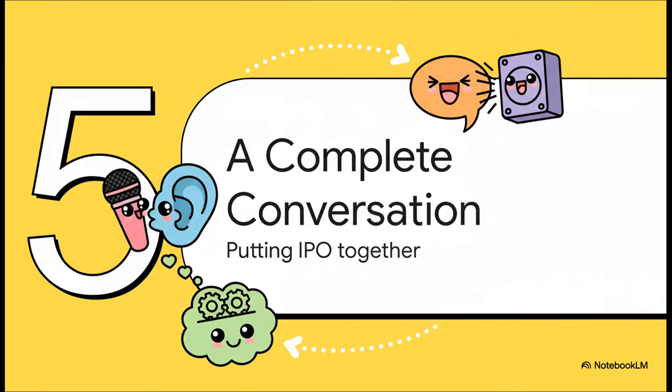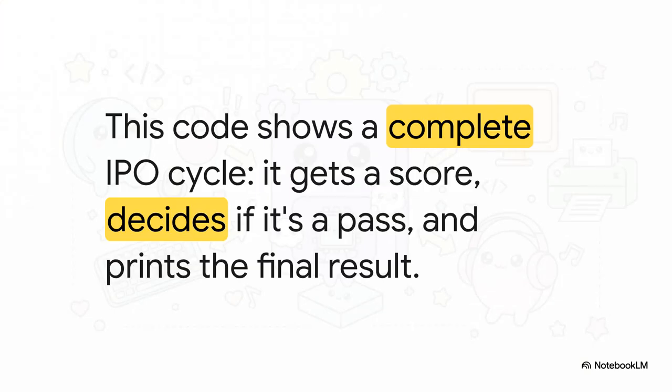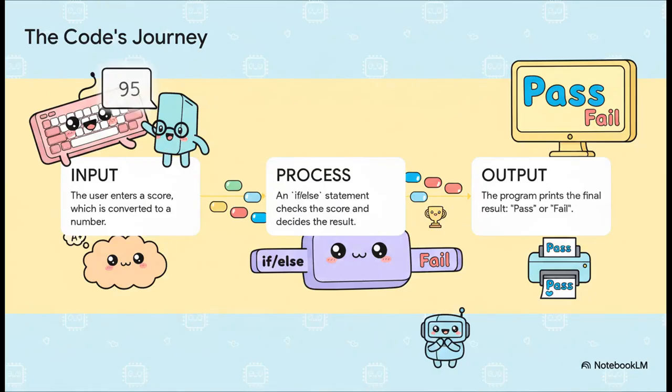All right, we've looked at all the individual pieces of the puzzle. We've seen how programs listen with input, think with a process, and talk with output. So now let's put it all together and watch a complete conversation unfold between a person and a program. And here it is, the whole shebang. This little chunk of code has everything we've been talking about. It asks for a score. It makes a decision based on that score, and then it reports back the result. This right here is a complete working program. Let's trace the journey step by step.